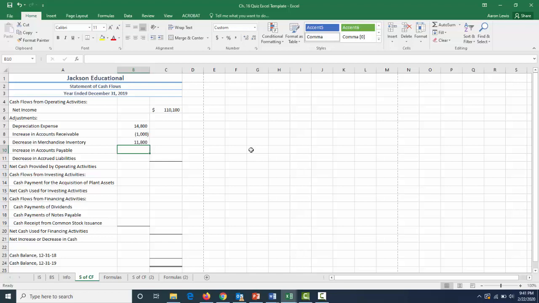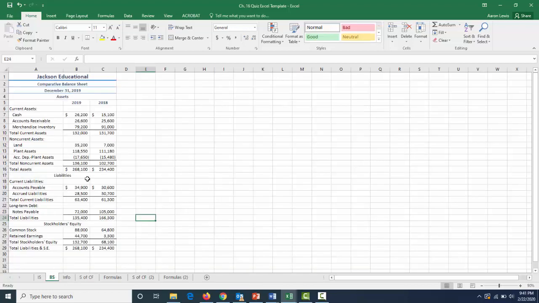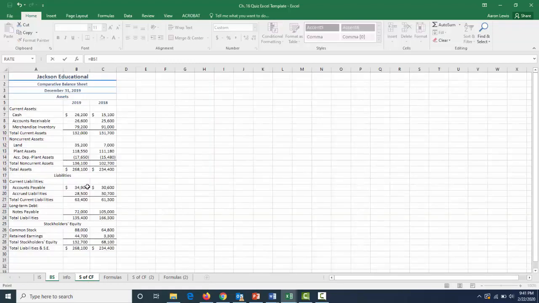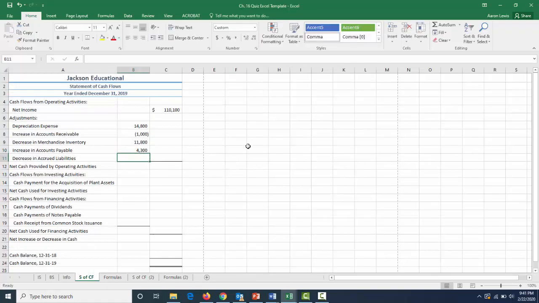Next, we have an increase in accounts payable. So let's go back to our balance sheet, and we see right down here that accounts payable was $30,600 during 2018, and it has increased up to $34,900 in 2019. So we can fill in our statement of cash flows by taking this increase in our accounts payable. Accounts payable went up by $4,300. So for liabilities, when a current liability increases, your cash flow increases.